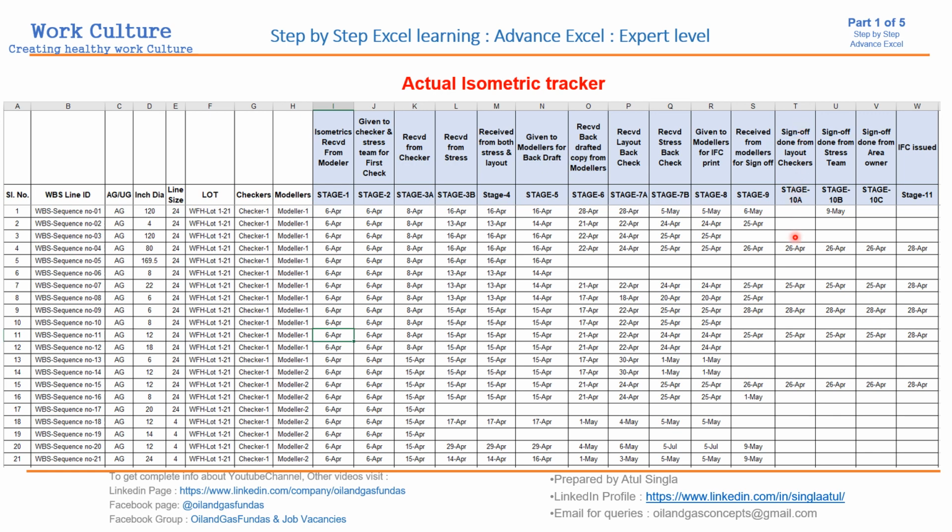Then sign off done from checker. Then sign off done from stress team, or at this stage if you want to add sign off done by area owner. So once everybody has signed it, it is issued on what date. So this is what we have to do manually.